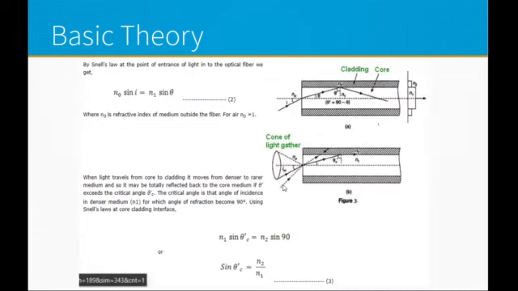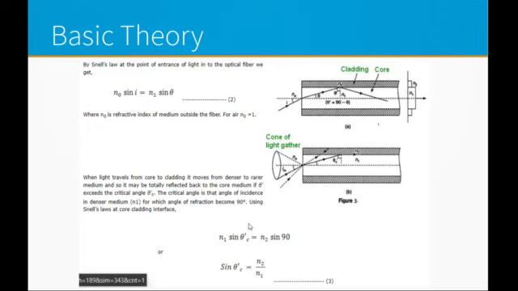Now, look at this figure. The light incident has an angle of incidence i. The medium we have taken as air, so its refractive index has been assumed as 1. The angle of refraction at the core air interface is theta and the angle of incidence at the core cladding interface is theta dash.